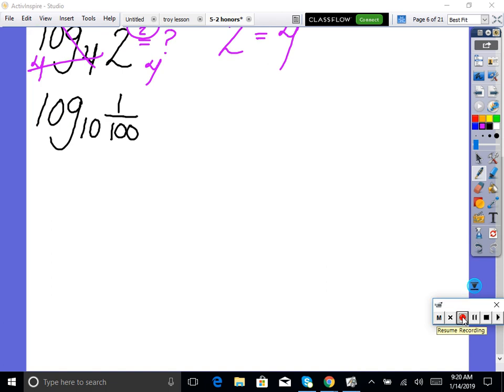So log base 10 of 1 over 100 evaluates to be -2. Does anybody have questions on that? Okay, good. If you wrote it as an exponential, it's flipped over, a fraction, right? You guys okay over here? Okay, awesome. All right, let's keep going.